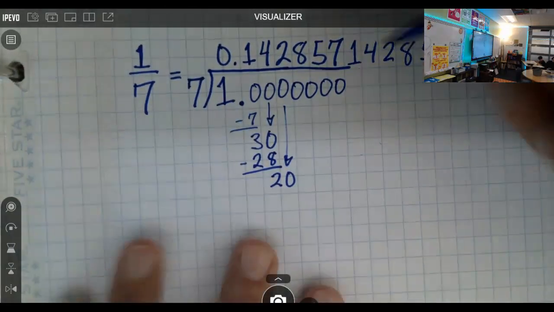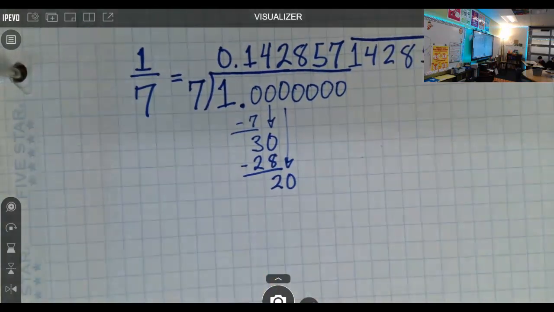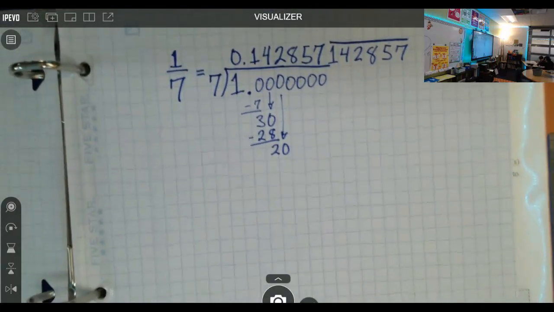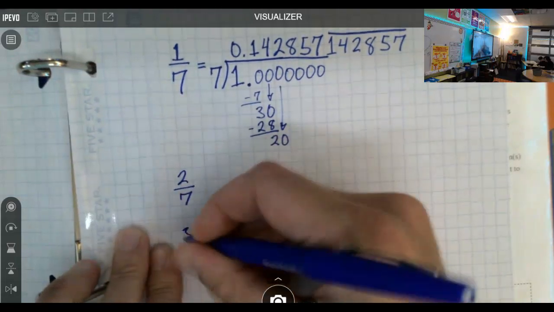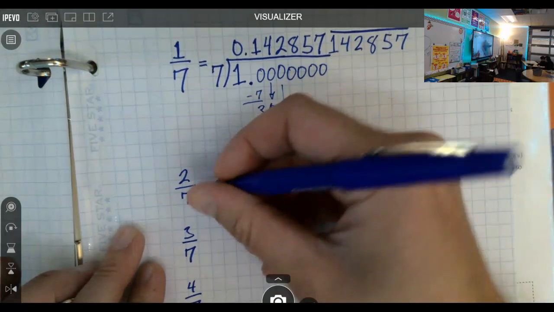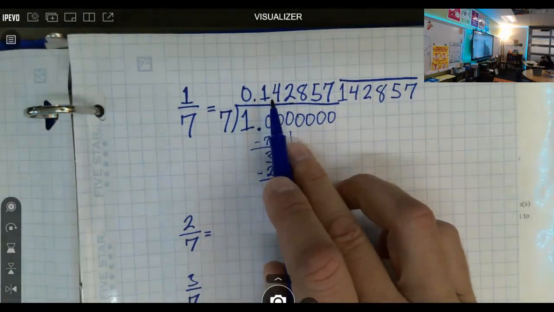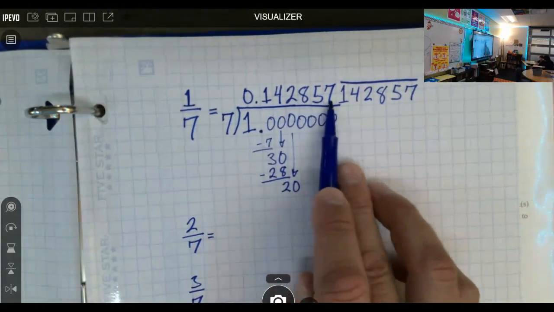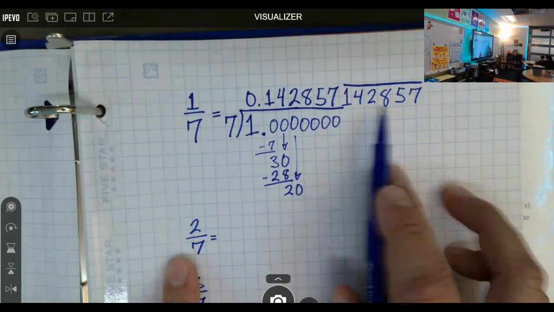This actually repeats this entire set of 6 numbers. It doesn't have enough screen. Now, watch. You don't have to write these down, but I think they're really cool. And I bet once we do a couple of these, you'll be able to figure out the pattern. 1, 2, 8, 5, 7. 14, 28, 57. 2 sevenths.